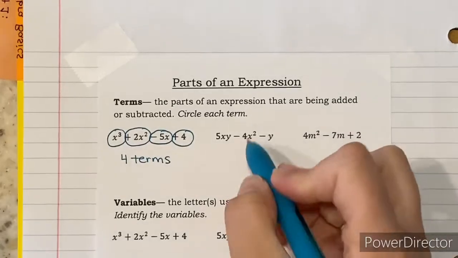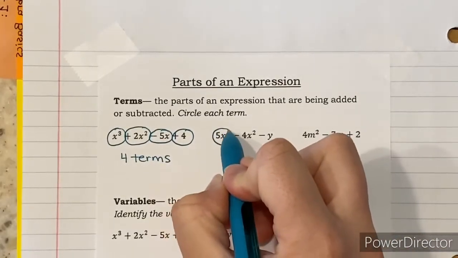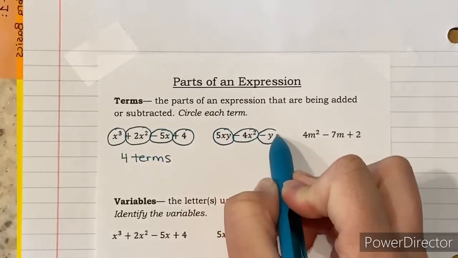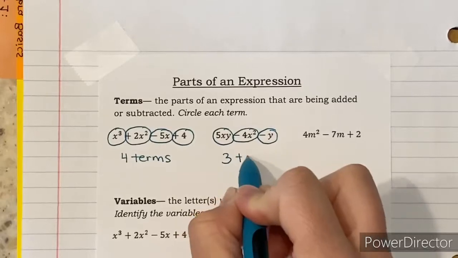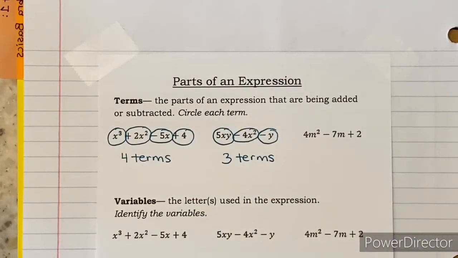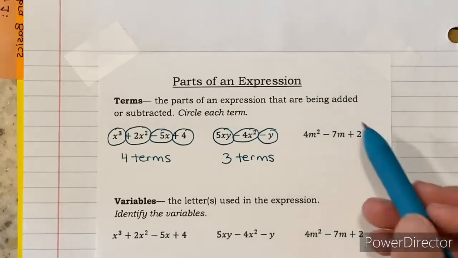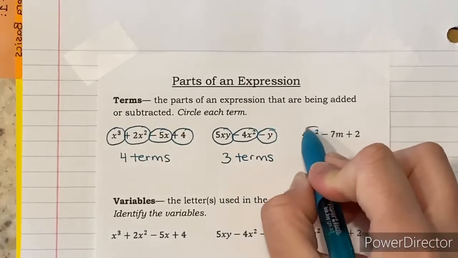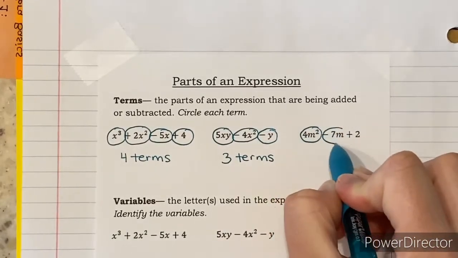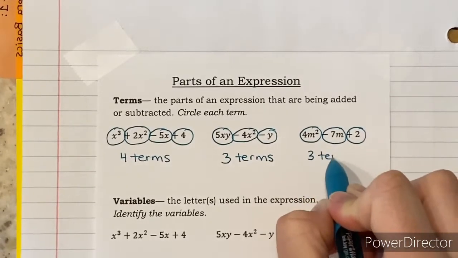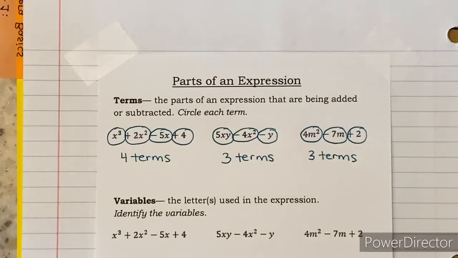So then the second one, we have that, this middle one, and this last one. So this one only has 3 terms. And the third one, just glancing at it, hopefully you know how many terms are there. But here we go. This one also has 3 terms. So there are 3 chunks that are being added or subtracted. And that's all there is to terms.